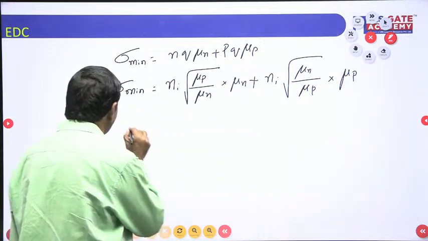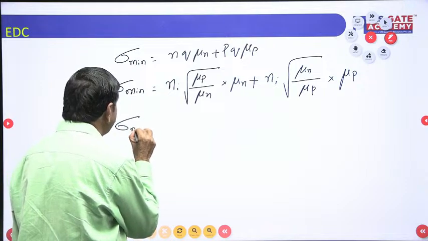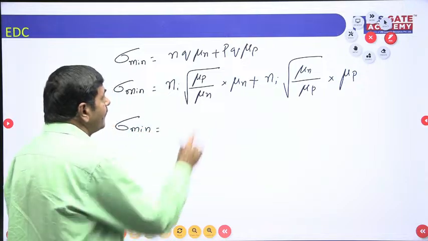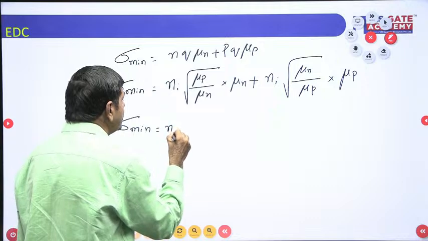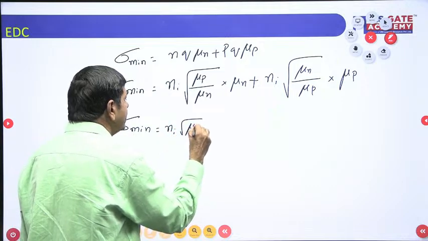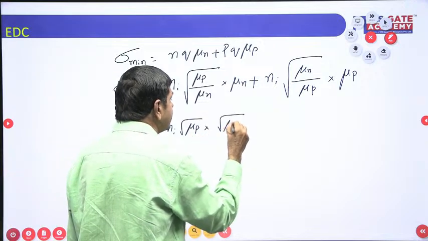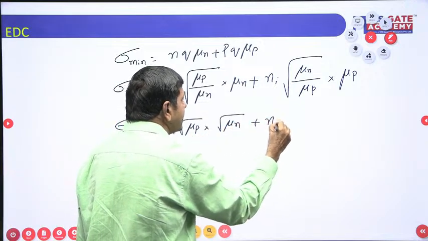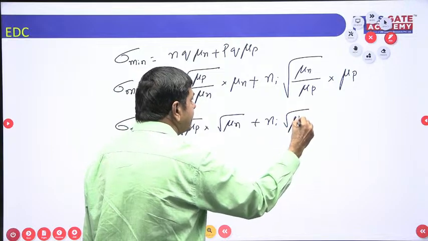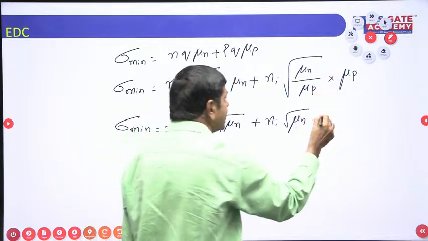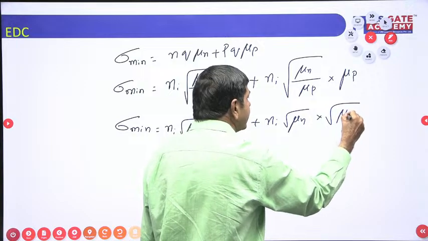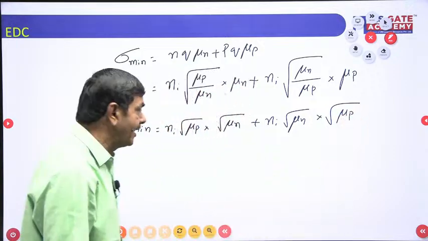Then you can simplify. The final formula it comes to is sigma minimum is nothing but mu n, root of ni into root of mu p here. Root times you can cancel, root of mu n I can get. Plus ni is here, root of mu n is there here. Root times you can cancel here, root of mu p you can get here. And finally I can write the formula like this.